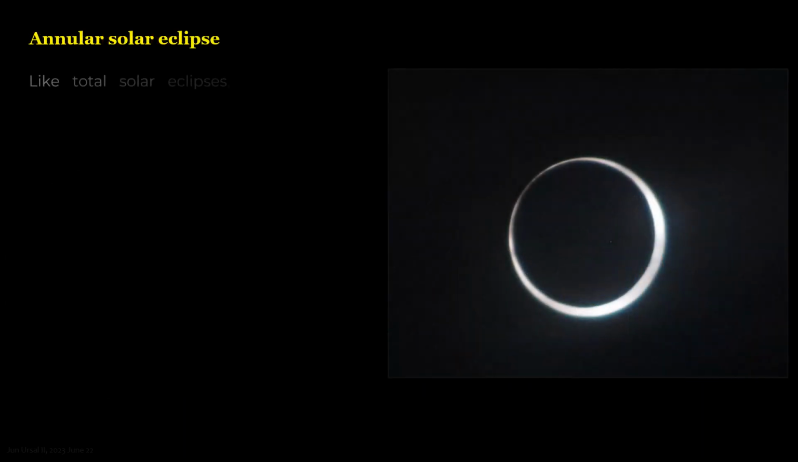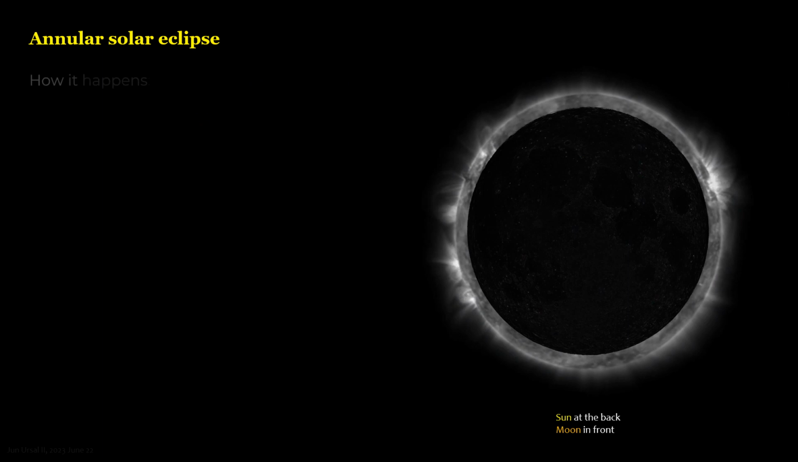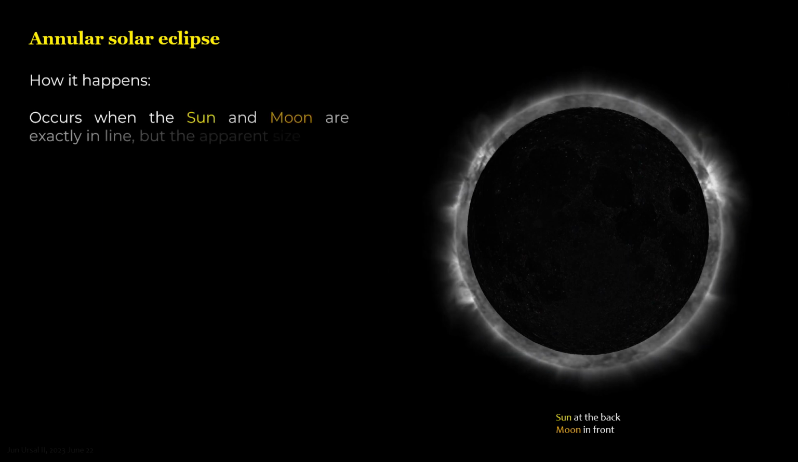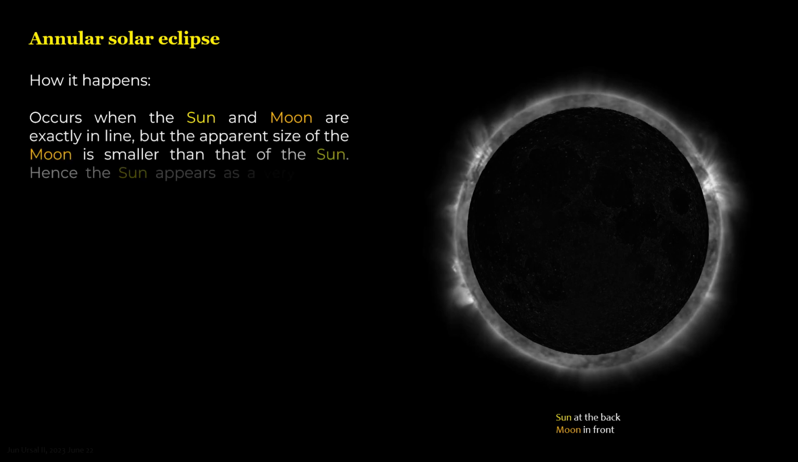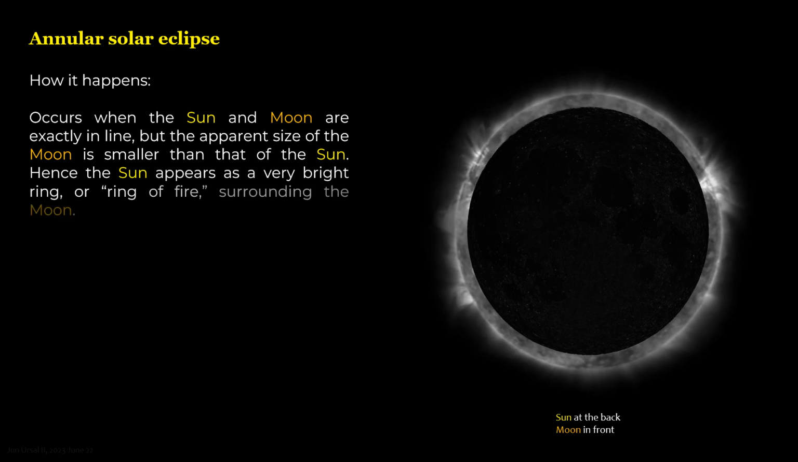Like total solar eclipses, annular solar eclipses are quite rare. They can only be observed during new moon. How it happens: it occurs when the Sun and Moon are exactly in line, but the apparent size of the Moon is smaller than that of the Sun. Hence the Sun appears as a very bright ring, or ring of fire, surrounding the Moon.